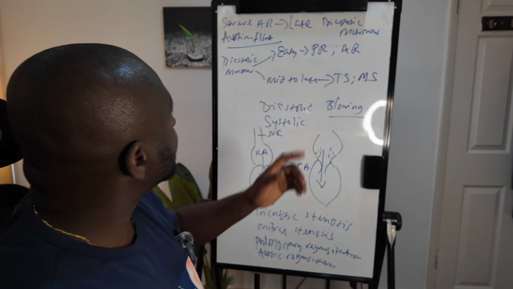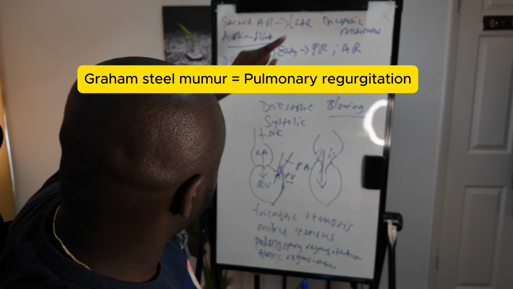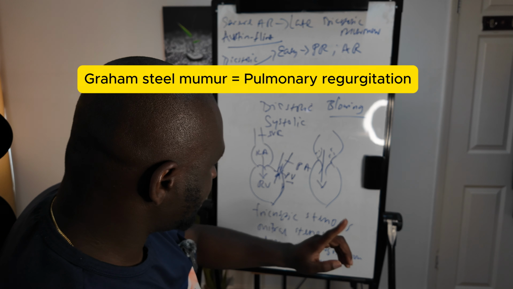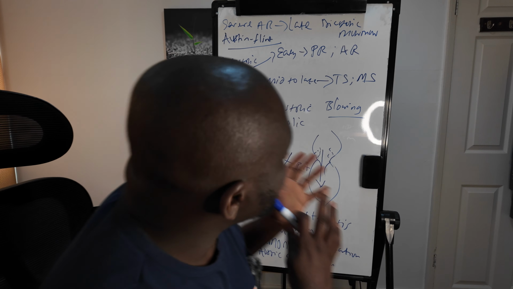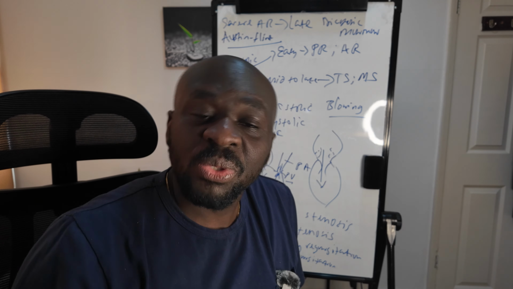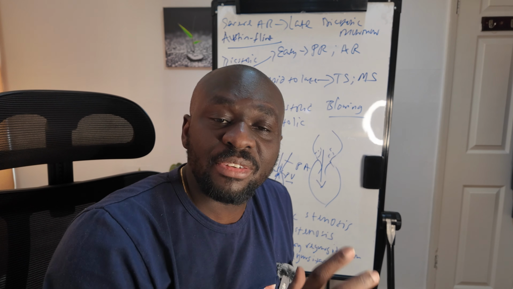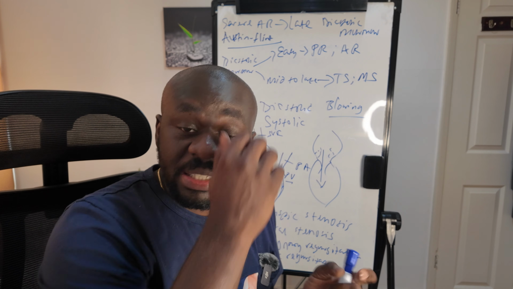So this is Graham-Steele, I think that's pulmonary regurgitation. I think that's the name here, Graham-Steele. But just so you know, this is how cardiac murmurs work. It's good to understand it, if you understand the way the valves function, especially understanding the direction.